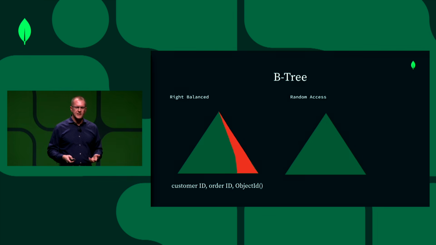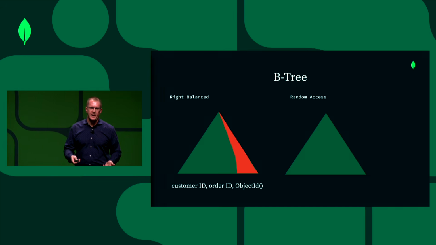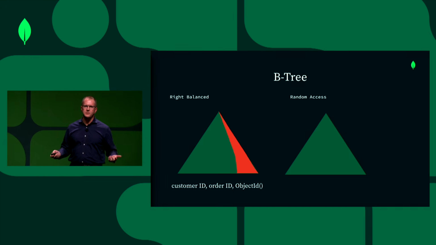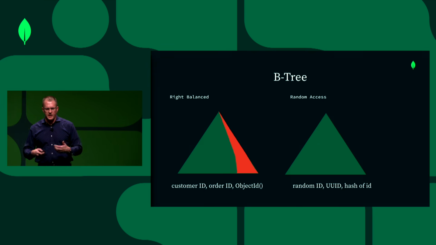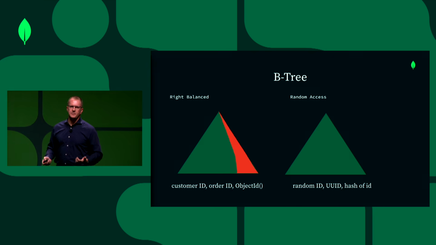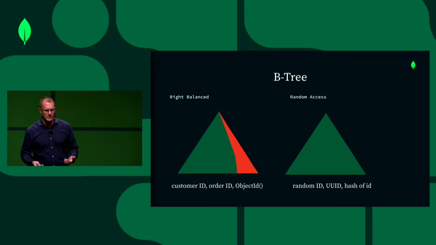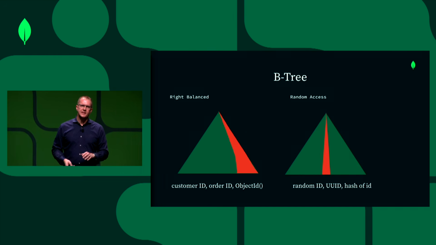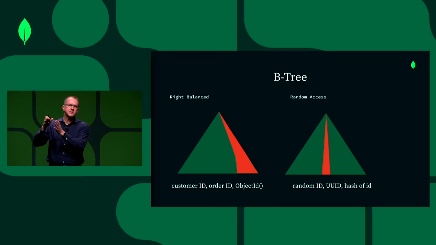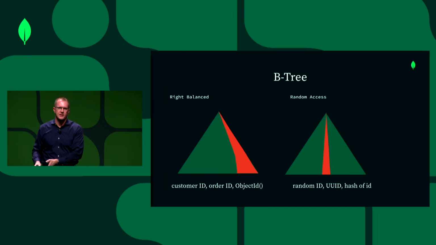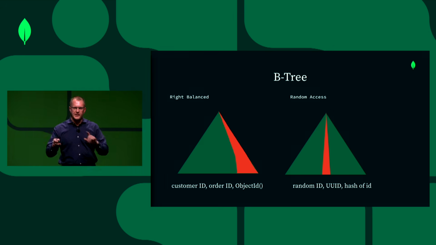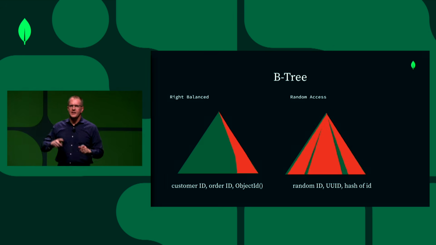The opposite of this kind of right-balanced index is if you're using random values, like some random UID, things like a UUID, some random ID, or a hash of an ID. In that scenario, when the database reads the index, it's not going to read just the leaf nodes, the pages on the right side of the index. It might actually start to access and traverse through random points in the index, and you get a lot of random reads.